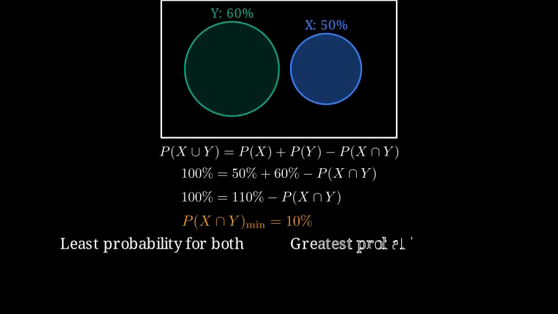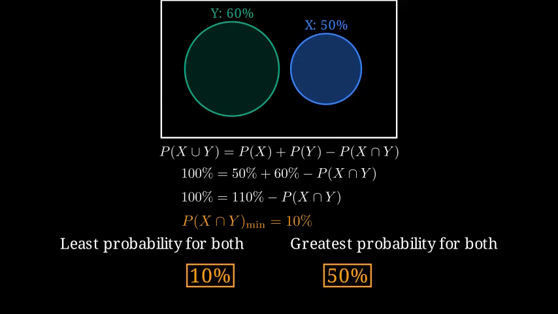So our final selections are: the least possible overlap is 10%, and the greatest possible overlap is 50%.